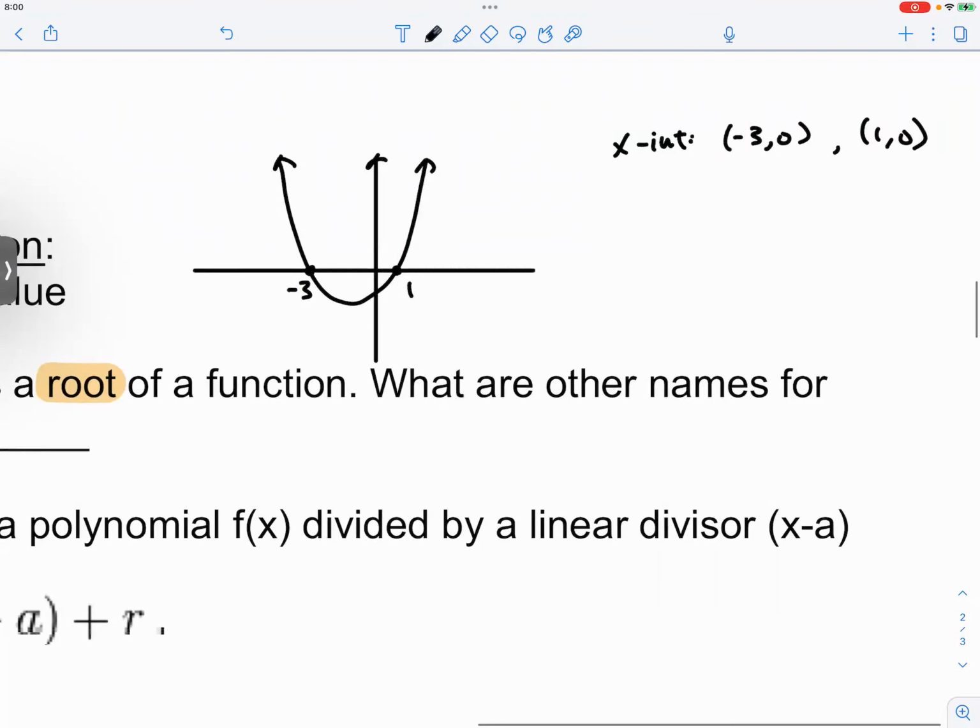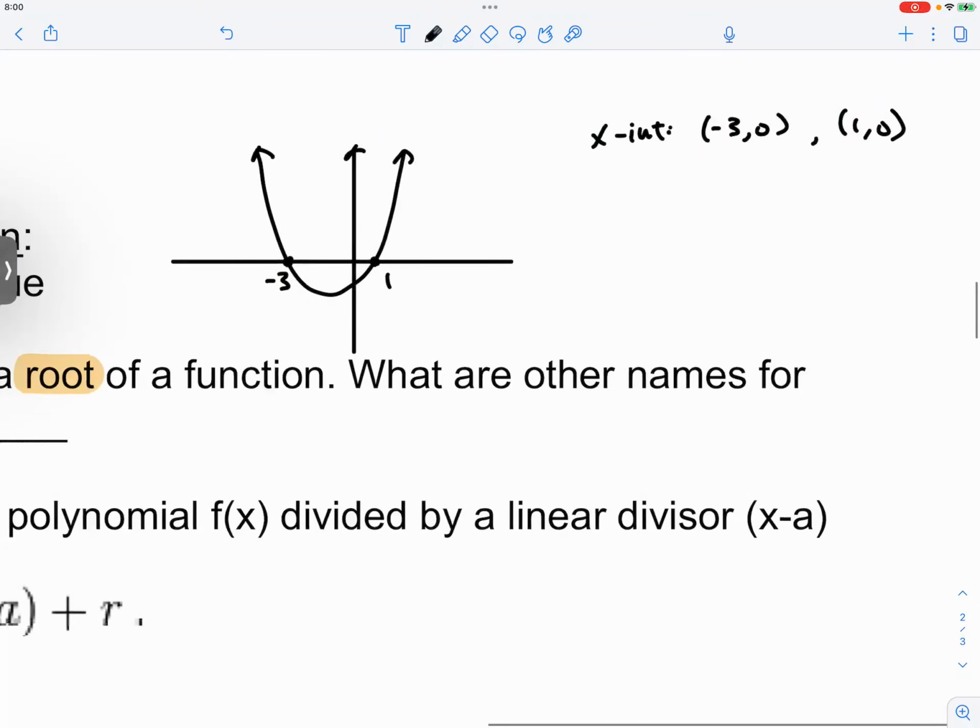Now, there are a few other terms that are actually relevant. They're not exactly equal to each other, but they are closely related to each other. And you will see this on the SAT. The other word that is closely related to x-intercept is called root. When we say, what are the roots? x equals 1, x equals -3. So we have two roots here.